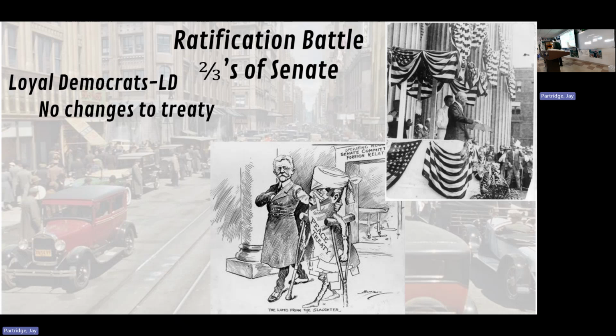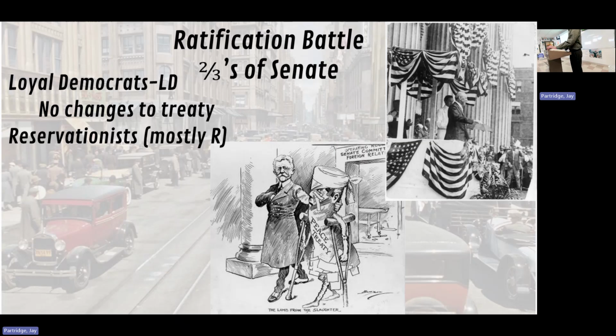Absolutely no changes. He also made the statement, which is partially true, we made this agreement with foreign countries. How can we change and go back to them? Trust me, we could have gone back to them. So he's a little bit disingenuous then. But no changes. So these are the loyal Democrats. They are basically committed to Wilson's position.